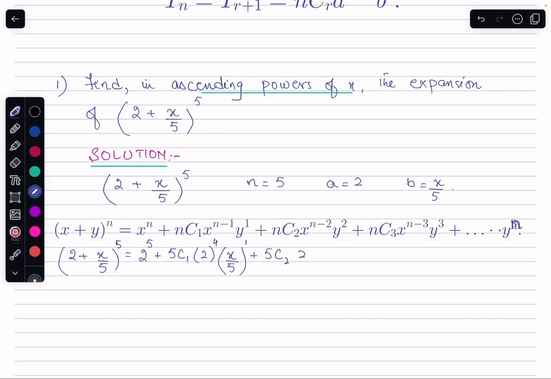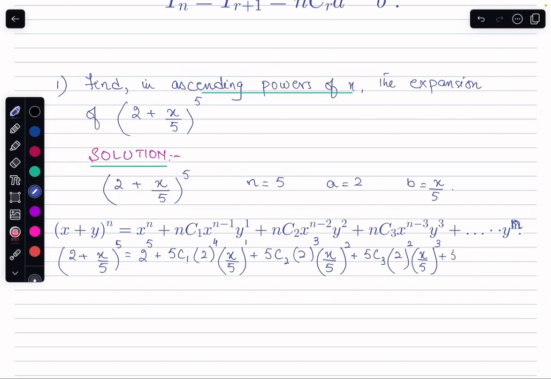X here is a 2, and this is reduced by 5 minus 2, giving me a 3. And here I should be having x by 5 to the power 2 here, same as the restriction, plus 5c3 and 2 to the power 5 minus 3, that will give me a 2, and it's x by 5, that will give me a 3.